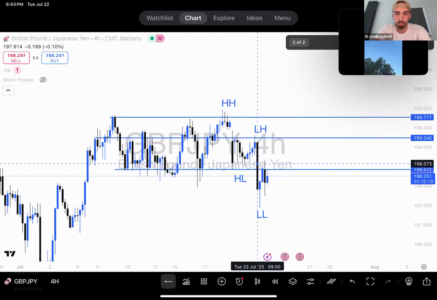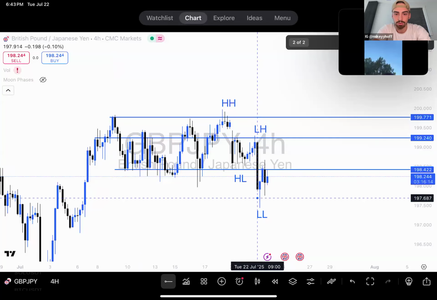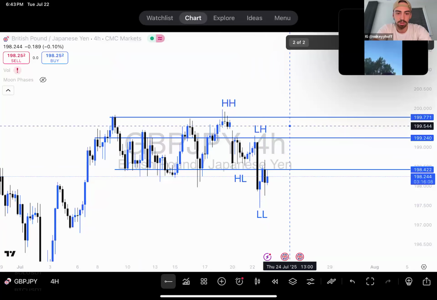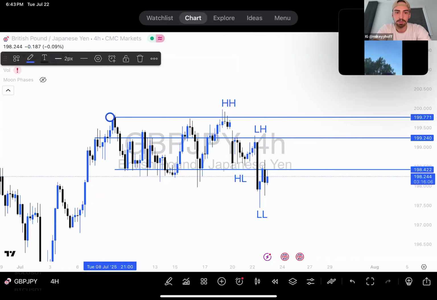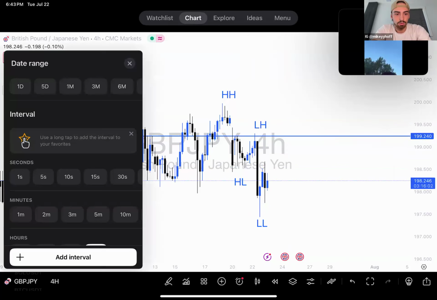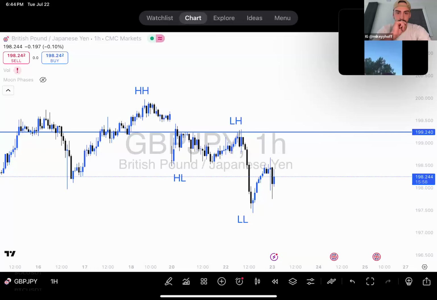So this break of structure here, we're looking for those recent lows. It got swept through. We created a lower low. Now we're in a downtrend. We're going to be looking for sells. All right, so let's get rid of that there. Drop down to the 1 hour time frame.